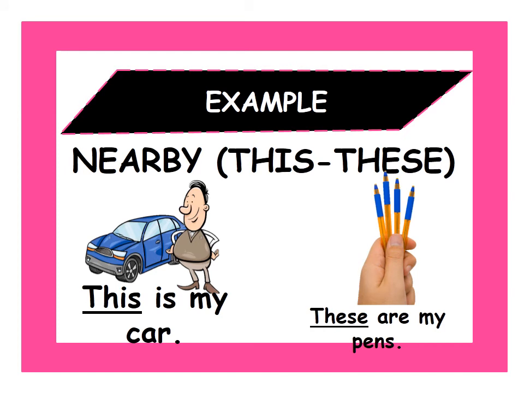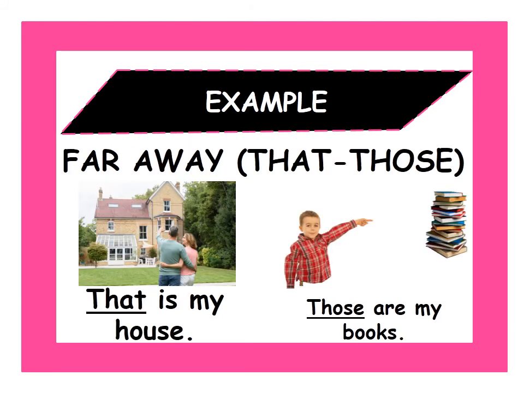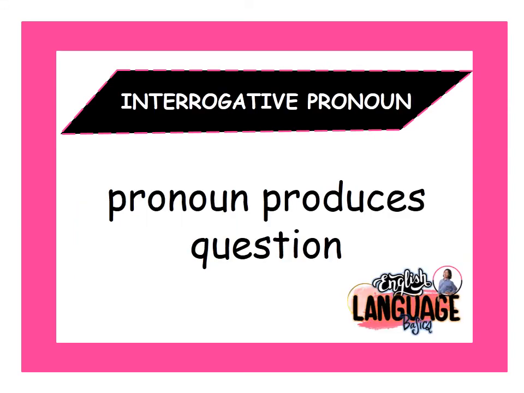This is my car. And if you are referring to something nearby and it is plural, you will use these. These are my pens. If you are referring to something that is far away, you will use that. That is my house. But if you are pointing to some things, it means plural, you will use those. Those are my books.